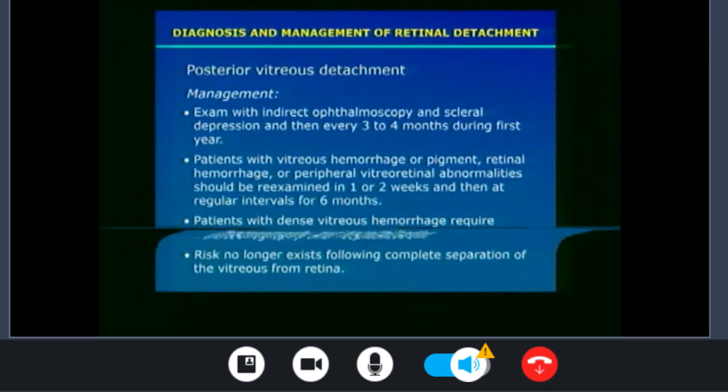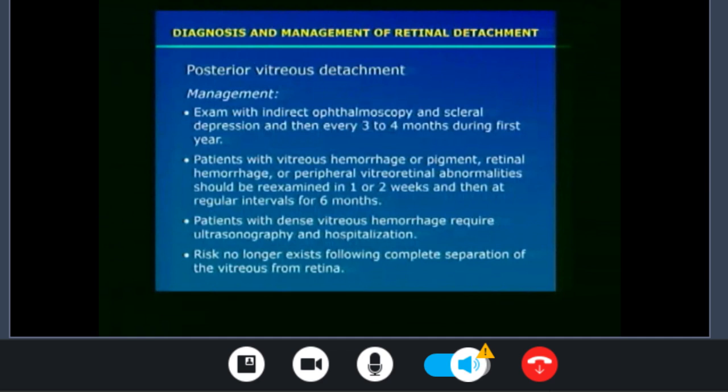If the patient had vitreous hemorrhage or pigmented cells or retinal hemorrhage or peripheral vitreoretinal abnormalities, then you should examine the patient in 1 or 2 weeks and then at regular intervals for 6 months. Patients with dense vitreous hemorrhage need ultrasound and hospitalization. We position the patient head up, allowing the blood to gravitate down to allow us to examine the retina.